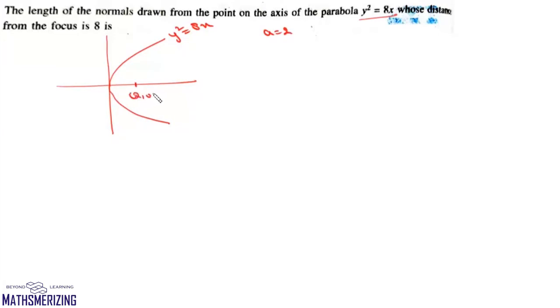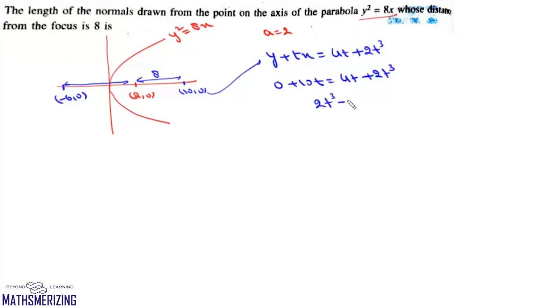Now the question is: find the length of the normal drawn from a point on the axis of parabola y square equals 8x, whose distance from the focus is 8 units. So we draw this parabola y square equals 8x. Here the value of a is 2, so the focus is at a comma 0, which is 2 comma 0. Any point at a distance of 8 units from it will be either 10 comma 0, or minus 6 comma 0.